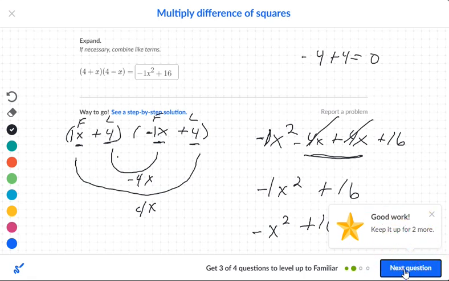And again, the rule I talked about before was: if the first terms are the same, they're both 4s, and the second terms are opposite, you've got a negative x and a positive x, that's telling you that you're going to lose a middle term here.